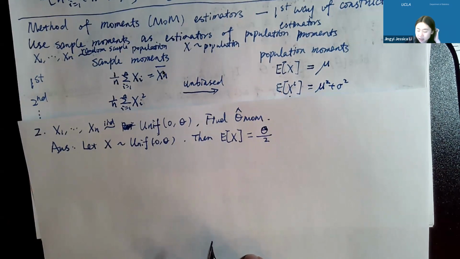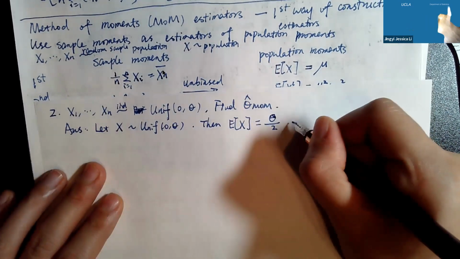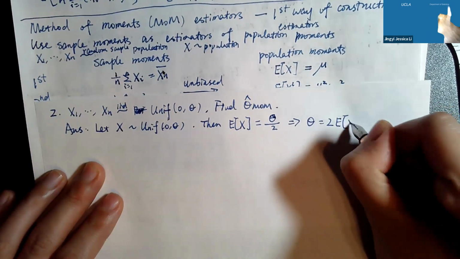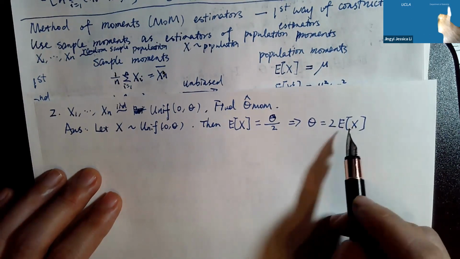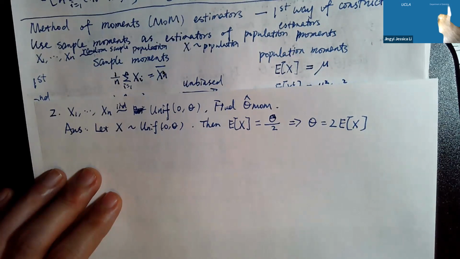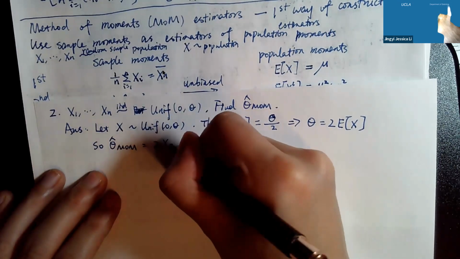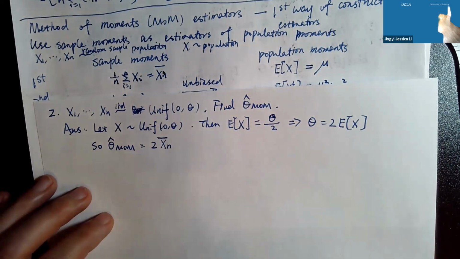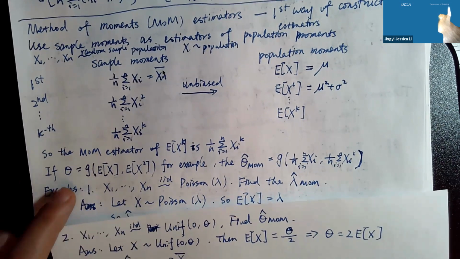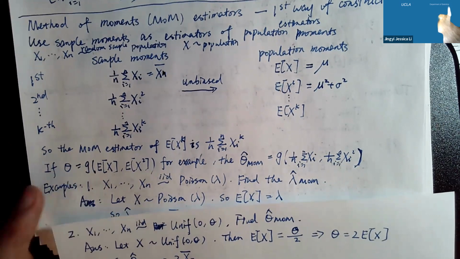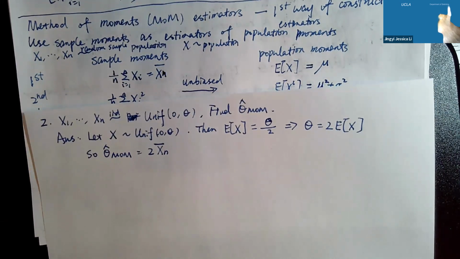With this, you see the first moment has a relationship with the parameter of interest. Theta is basically 2 times the first moment. Now I'm going to find the method of moment estimator of theta by replacing the first population moment with the first sample moment. So theta hat MOM will be equal to 2 times X bar, because X bar is an MOM estimator for the population first moment. We're just implementing the principle I wrote here: if you have a G function that can define your parameter based on population moments, you just apply the G function to the corresponding sample moments to find the corresponding MOM estimator. This is the second example.